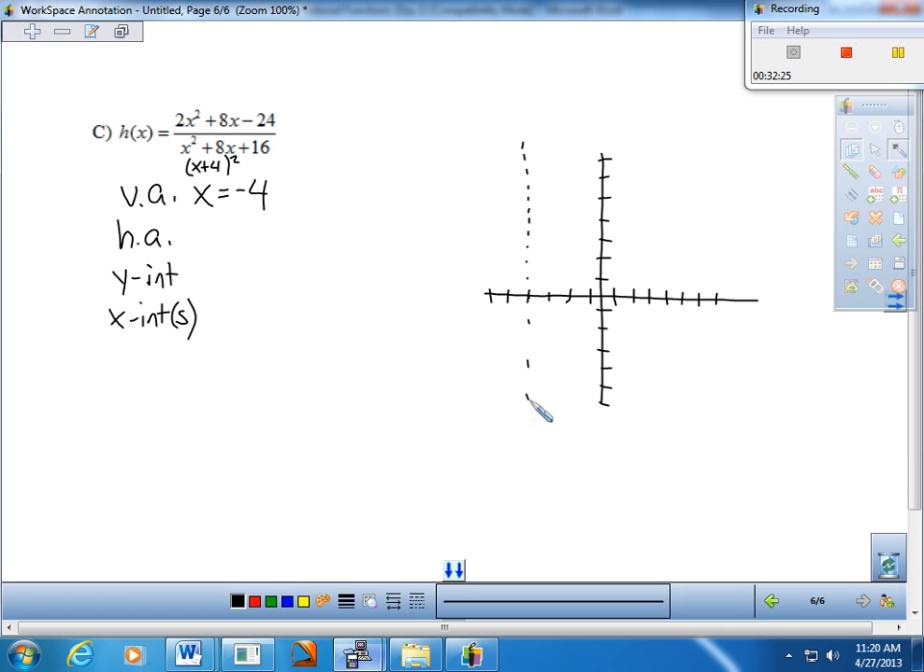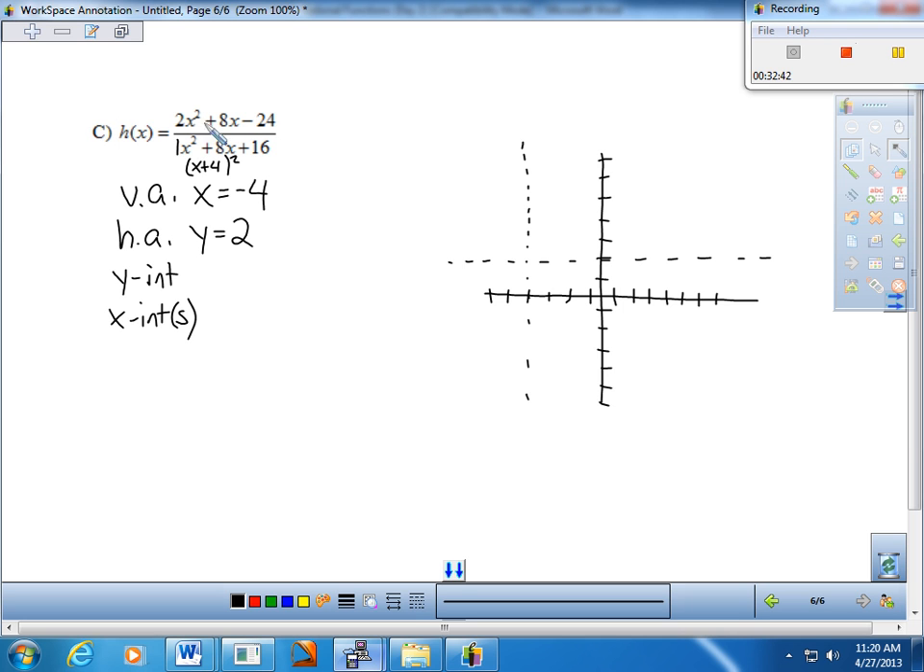All right, nice. Horizontal. Degrees, everybody. X squared on top, x squared down on the bottom. Go out in front, 2 over 1. All right, so y equals 2. Also looking pretty good to me.